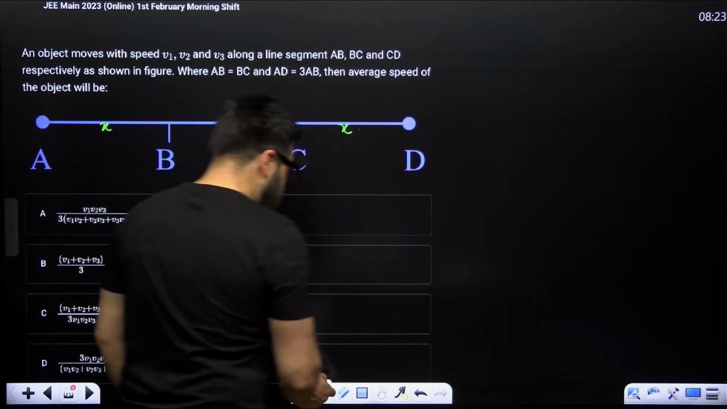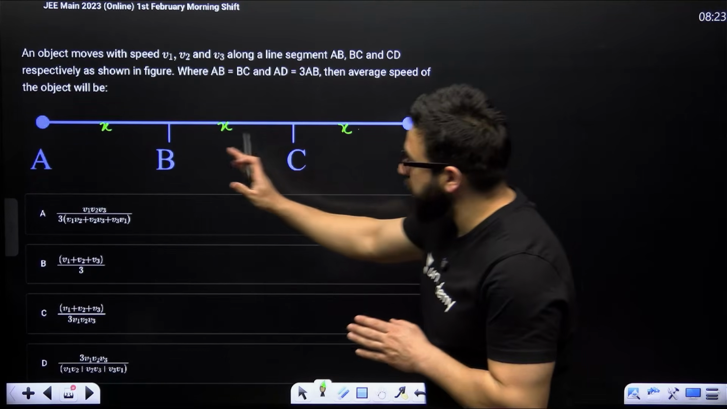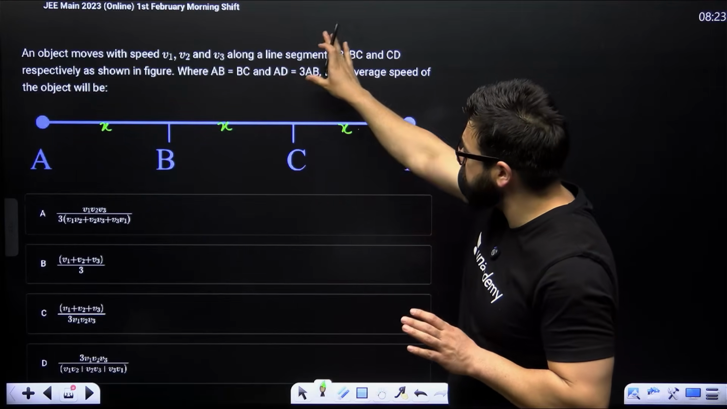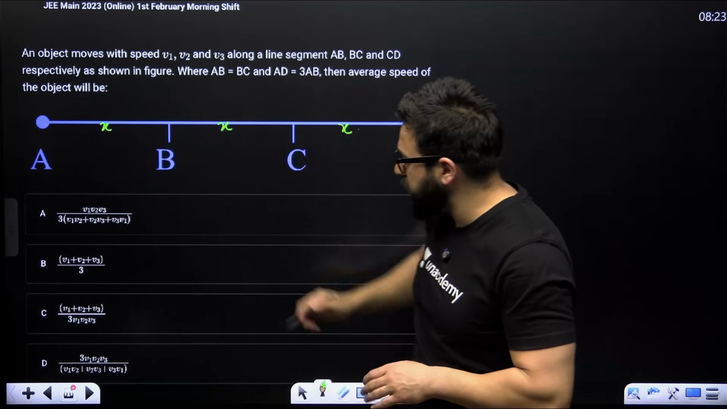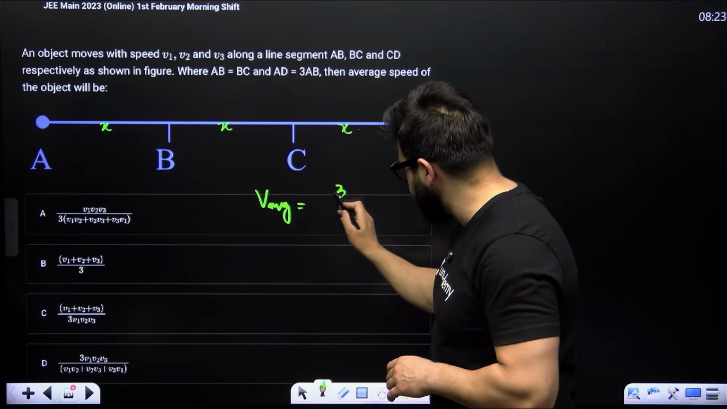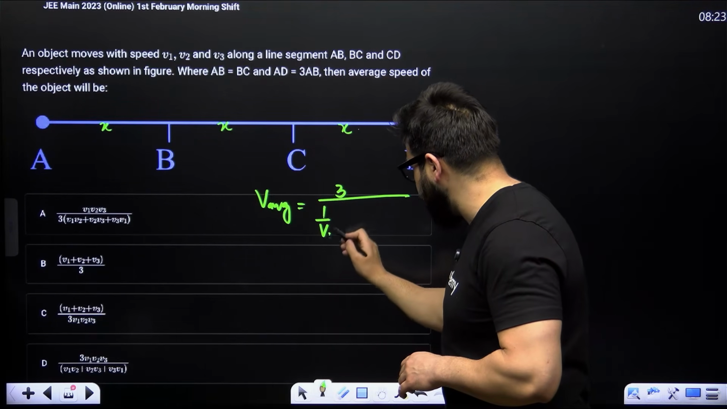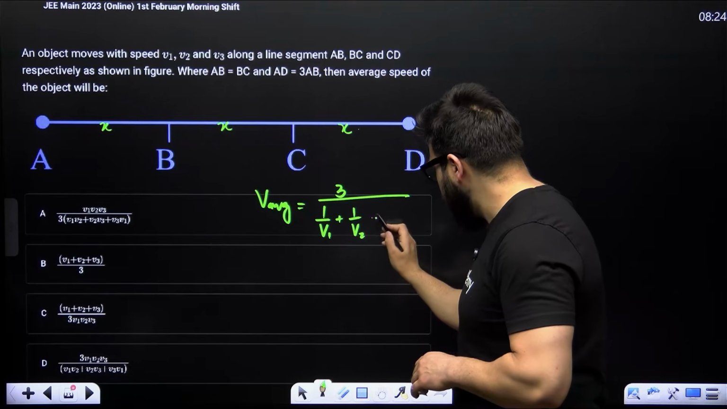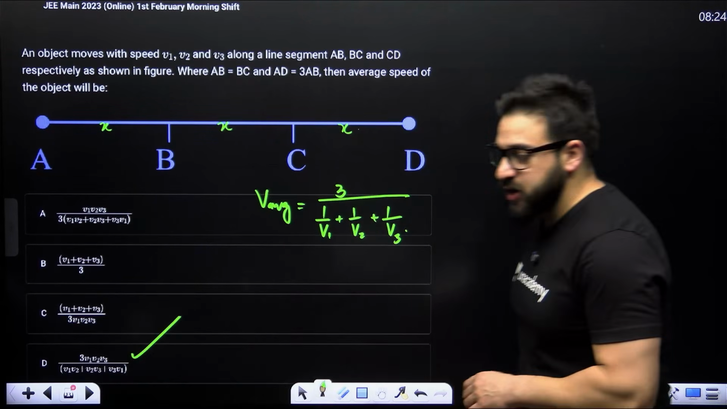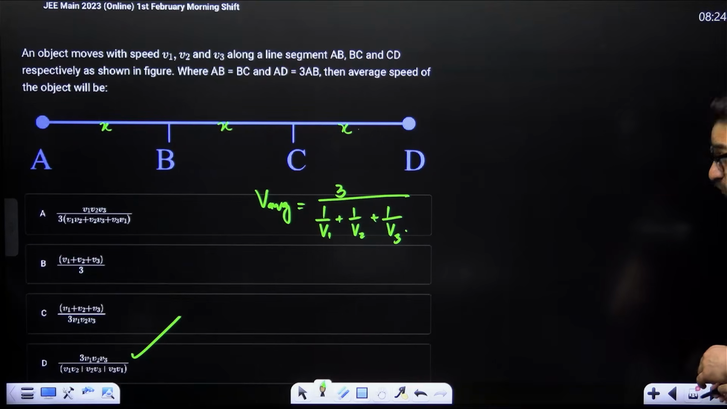Let's take a look at the next question. In this particular case, an object covers AB with x, BC with x and CD with x. You can read the question. It will be like this only. They ask you to find the average velocity in this particular case. So it will be simply 3 upon 1 by v1 plus 1 by v2 plus 1 divided by v3. Now, if you solve this, it will come out to be option 4.